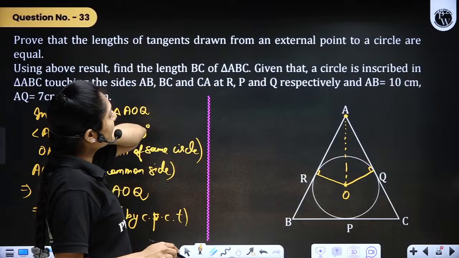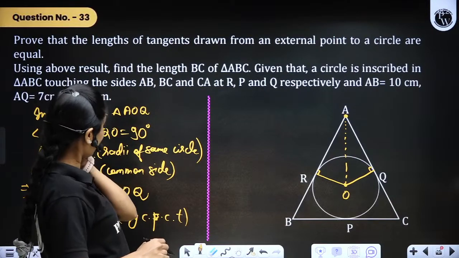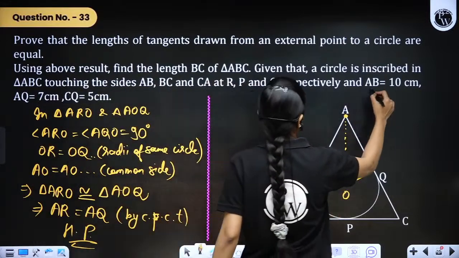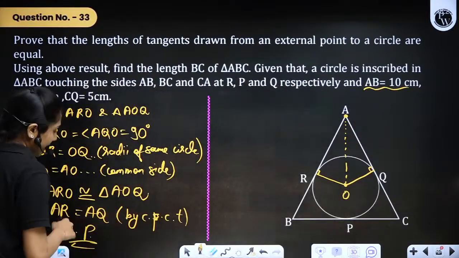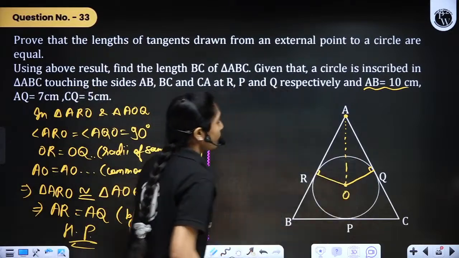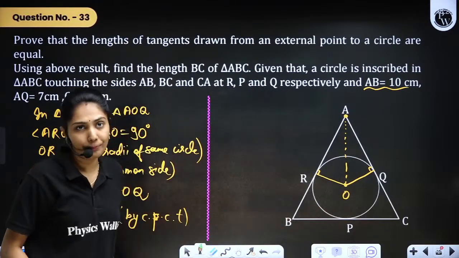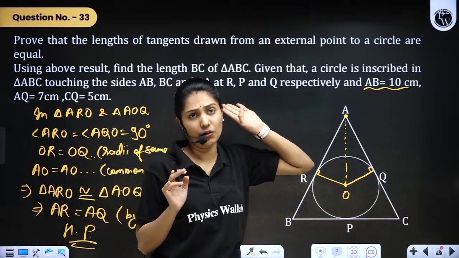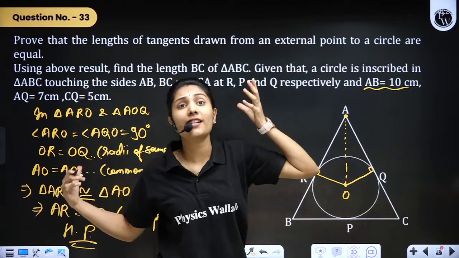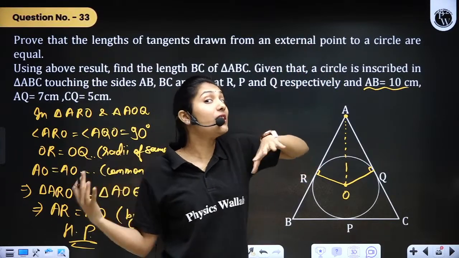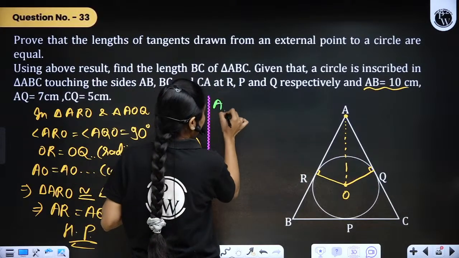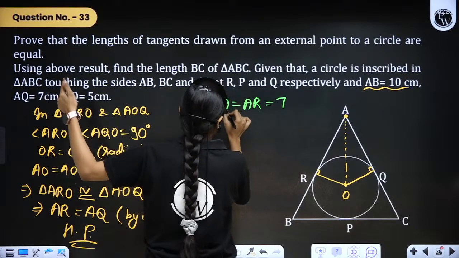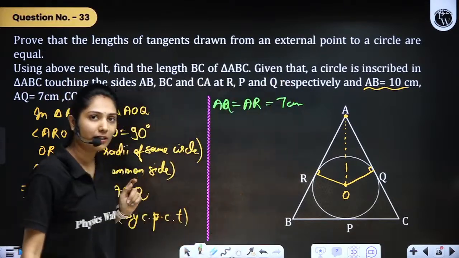Given that a circle is inscribed in a triangle ABC touching the sides AB, BC, CA at R, P and Q respectively. AB is 10, AQ is 7 and CQ is 5. So by the theorem that we have just proven, what can we write, beta? AP is equal to AR, which is equal to AQ, which is equal to 7 centimeter.